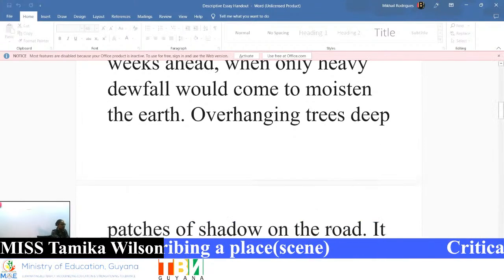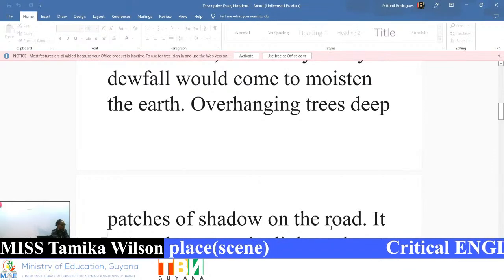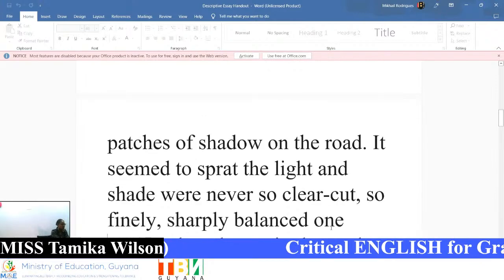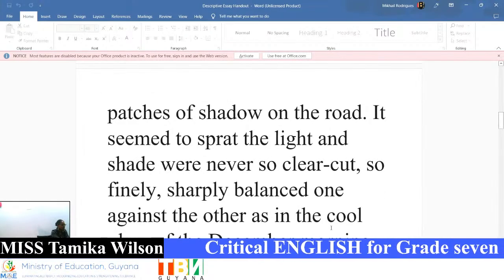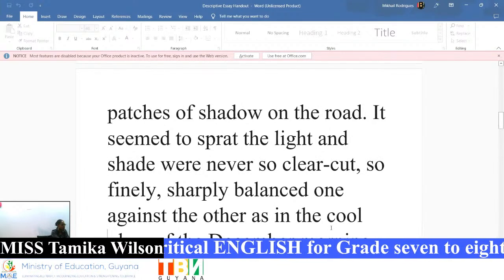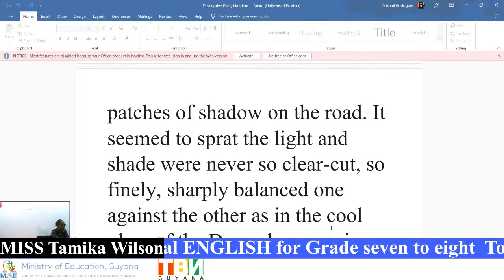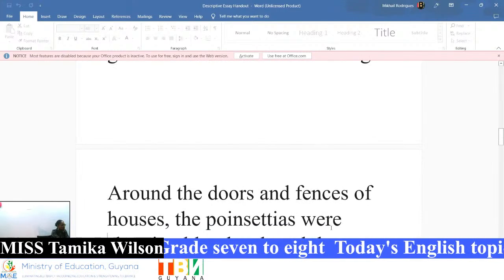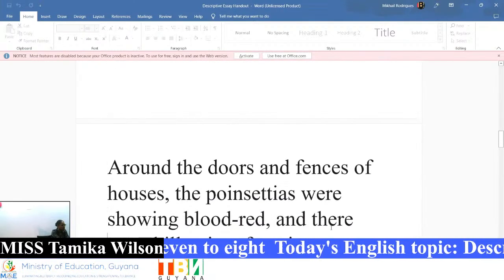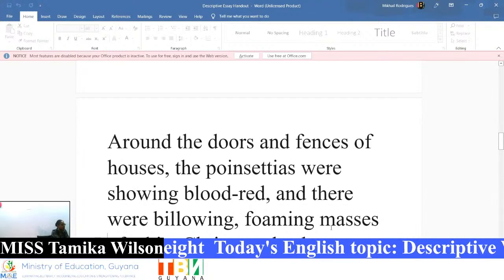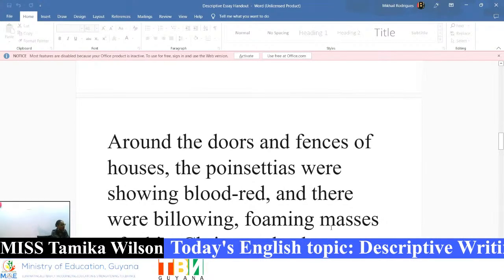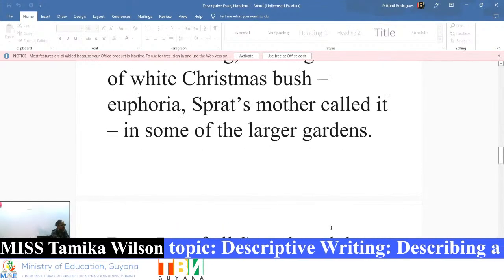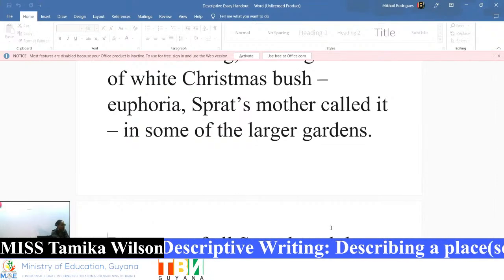Overhanging trees, deep patches of shadows on the road. It seemed to sprat the light, and shade was never so clear-cut, so finely, sharply balanced one against the other, as in the cool glow of the December morning. Around the doors and fences of the houses, the poinsettias were showing blood red, and there were billowing, foaming masses of white Christmas bush. Euphoria, Sprat's mother called it, in some of the large gardens.